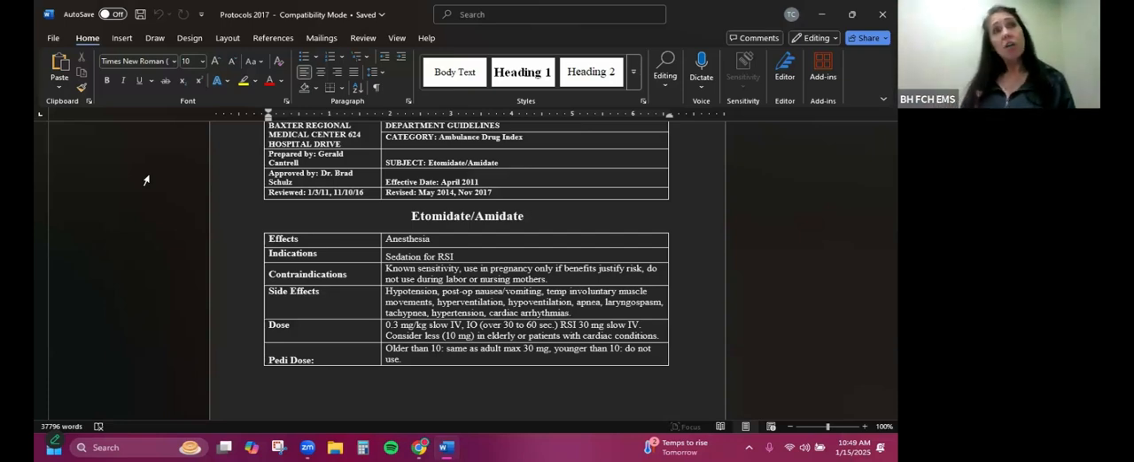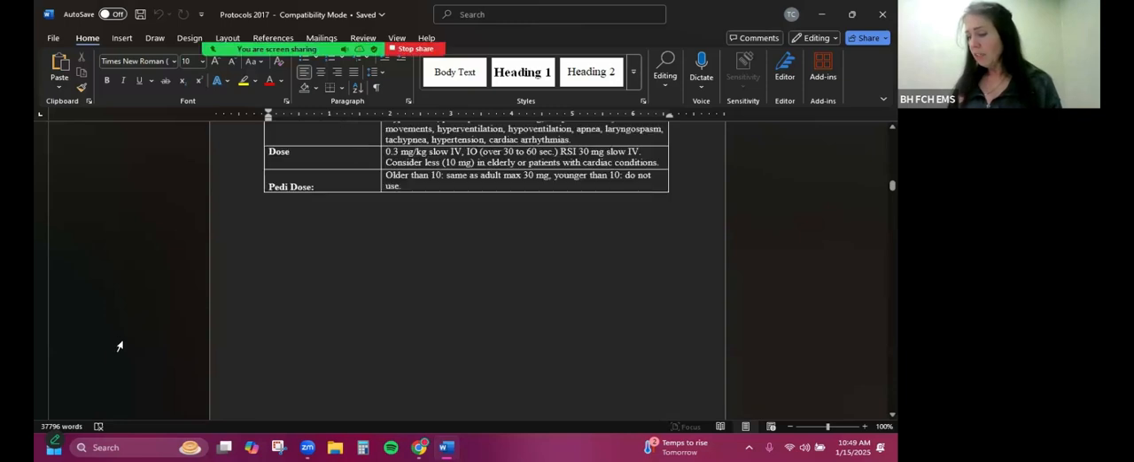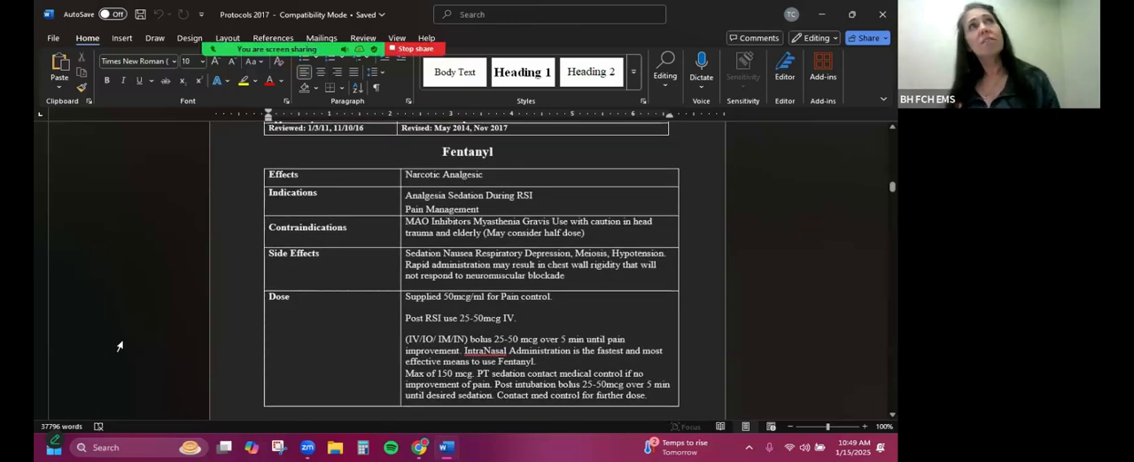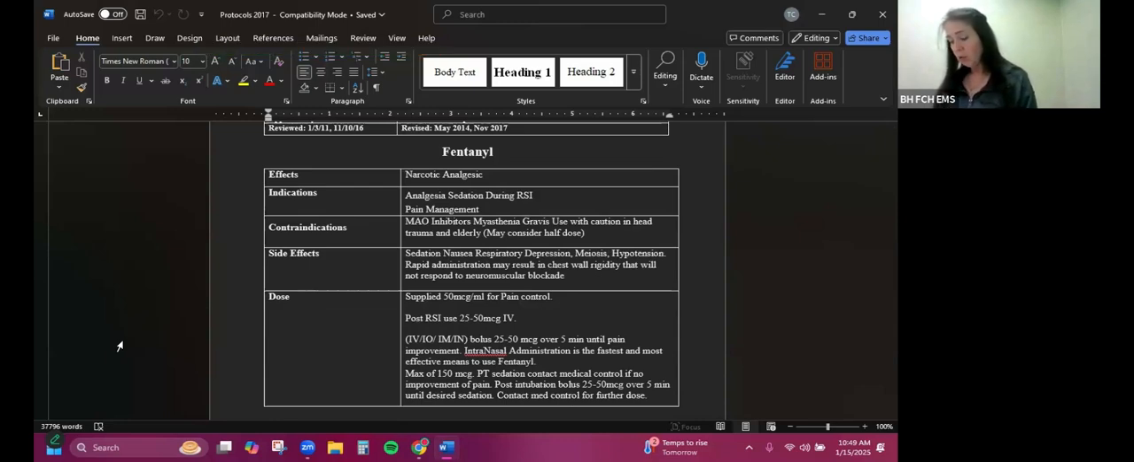Okay, the next one we're going to talk about is fentanyl. Fentanyl is a narcotic analgesic. It's for pain management. We do give fentanyl here, so a lot of us are familiar with it. Your supply dose is 50 micrograms per mL for pain control. For RSI, it's 50 micrograms IV. You've got your IV, IO, IM, and IN bolus, 50 micrograms over 5 minutes until the pain improves.